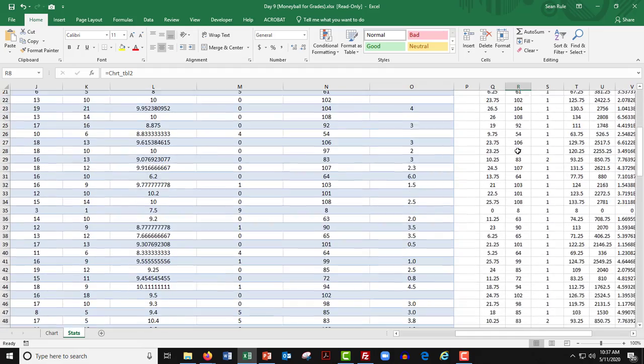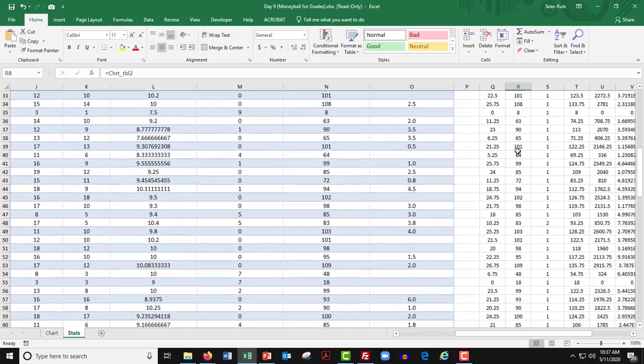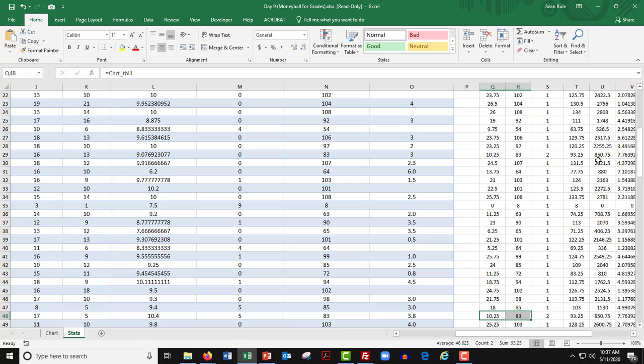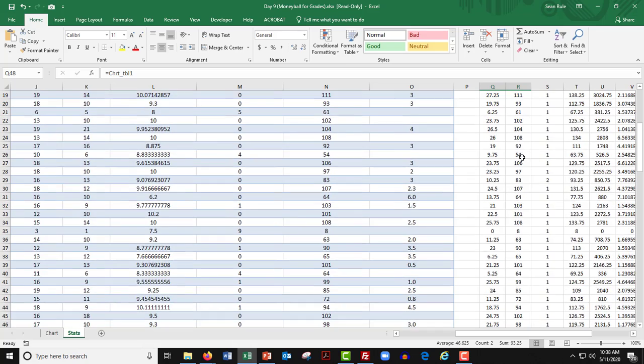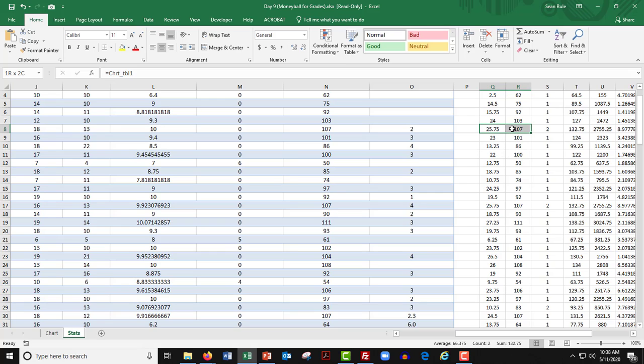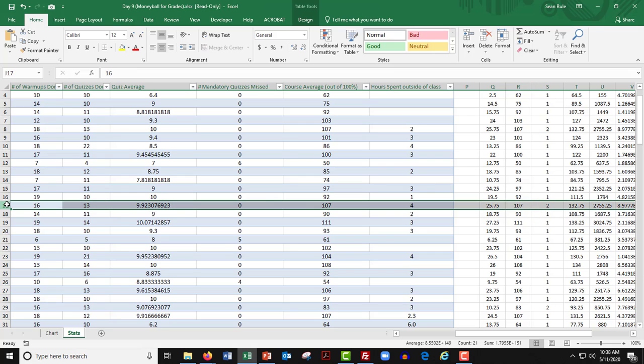Where is the other student who also has this? Let's go find them. I missed it. See, it's hard to find. This is why I have Excel count it for me. 25.75. I'm looking for it, and 107 in the course. There it is, right there. It's right above. I went the wrong way. Oh no, that's row 8. It's right here. There's the other student. So they're in row 17.